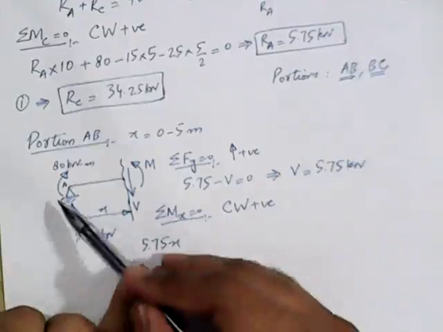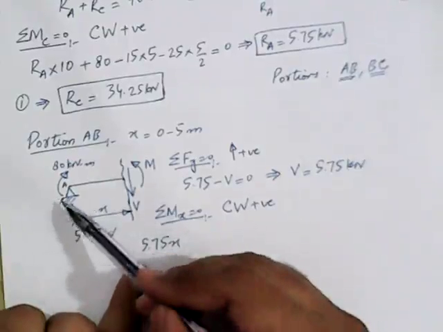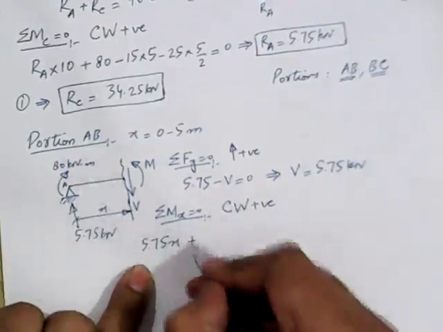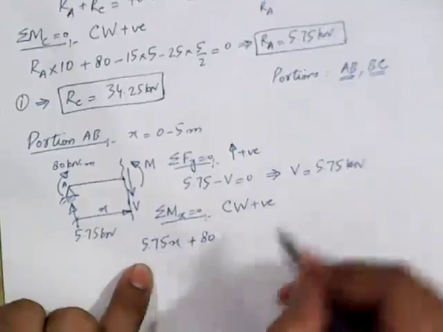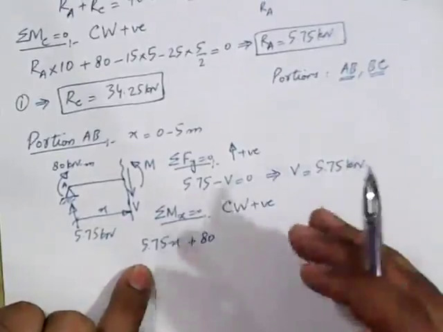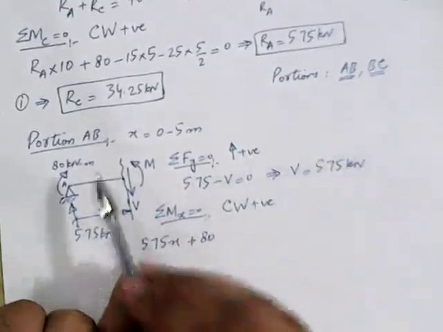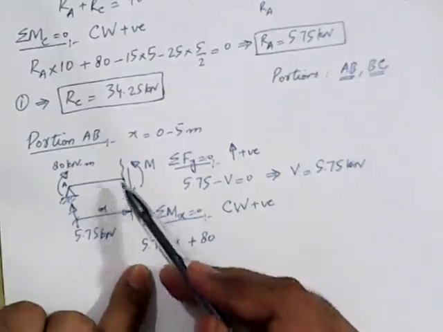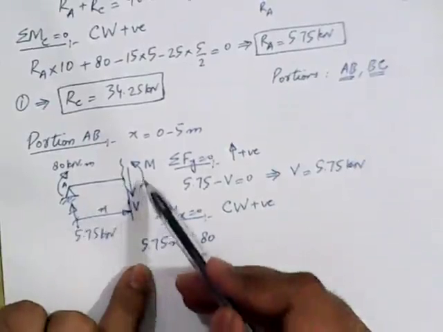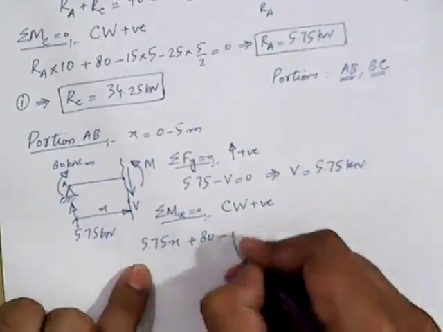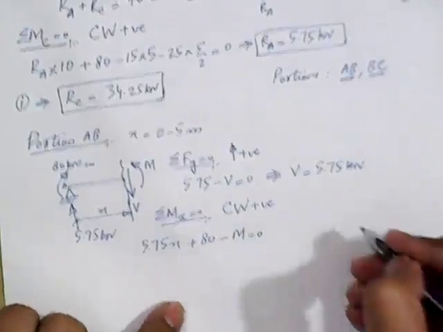And then we have this 80 kilonewton meter moment. This moment is also acting in clockwise direction, so it should be taken as positive 80 kilonewton meter. And as again this is a moment, so it does not need to be multiplied with any lever arm. And then we move in this direction. Here force V is already passing through the section. It will not produce any moment about the section. And then we have moment M in counterclockwise direction. So minus M equal to 0.